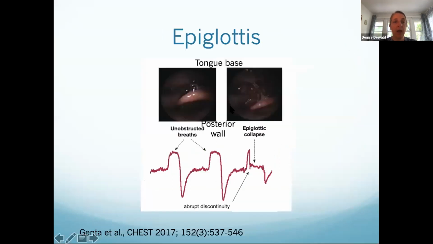And now the epiglottis. So here's the epiglottis. Here we're showing, this is really dark, but the tongue base is here. The posterior wall of the pharynx is here, and here's the epiglottis. Here the airway is open, and here the epiglottis is falling shut over the airway. So it's getting sucked in. And so this is the epiglottic collapse in this flow signal. You have some unobstructed breaths, and then suddenly, boom, the epiglottis collapses.